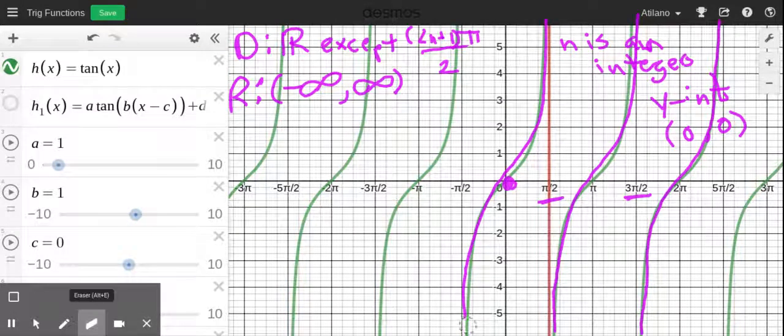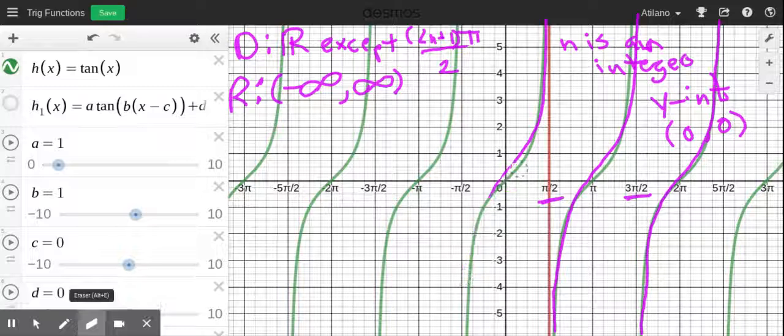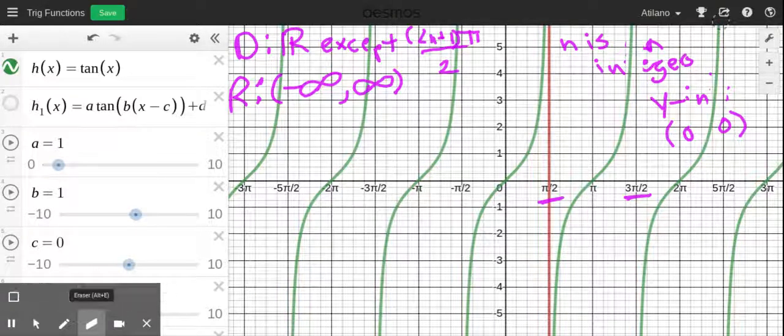The period of a tangent graph is unlike the period of a sine or cosine graph. Instead of the period being 2 pi, the period is just pi now. That's how often this graph repeats itself, repeats its behavior. Pi units of quote-unquote time.